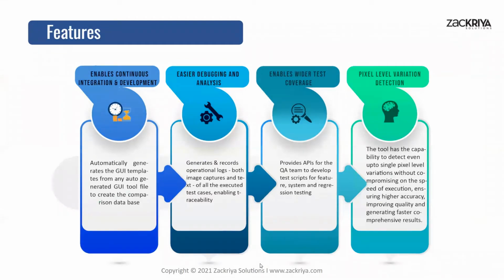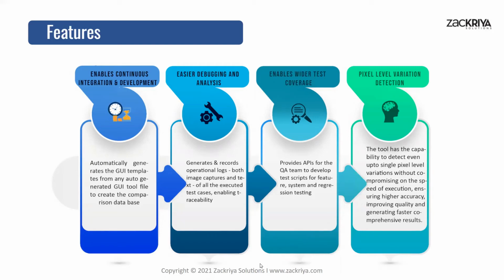Here are some of GaTi's features. GaTi enables continuous integration, testing, and deployment through auto-generation of APIs and comparison of databases from the GUI design files. This allows for agile development and testing. GaTi makes debugging analysis easier through efficient report generation in the form of images and text, allowing for the ease of validation of the GaTi tool in a regulated environment.